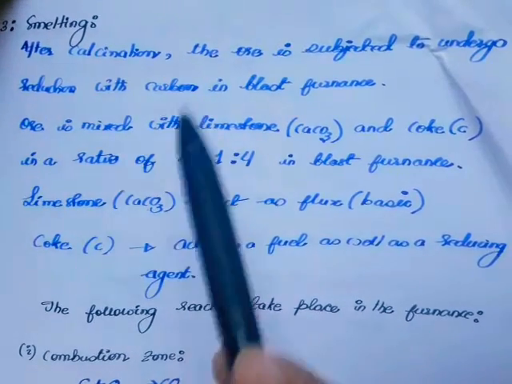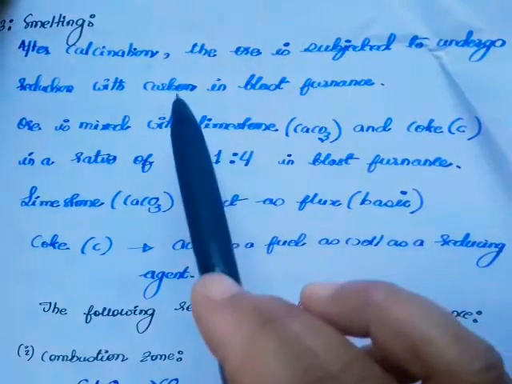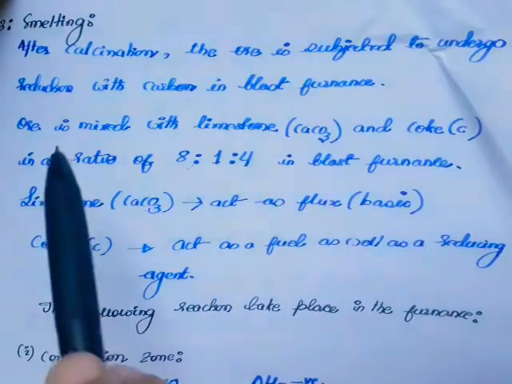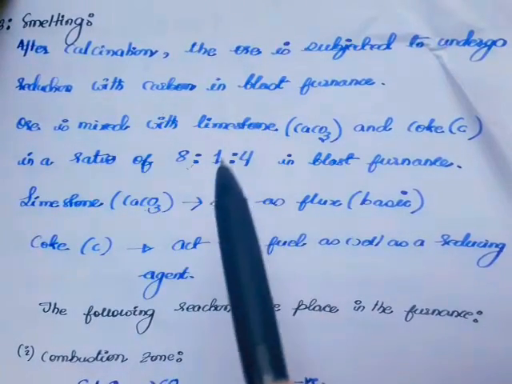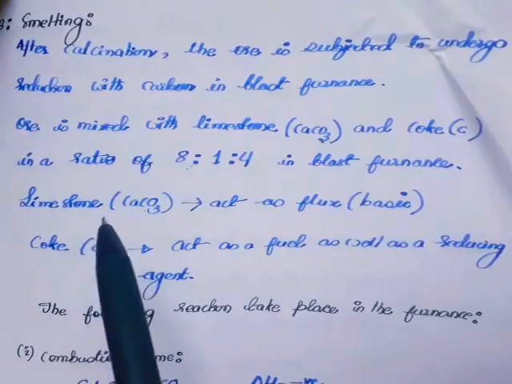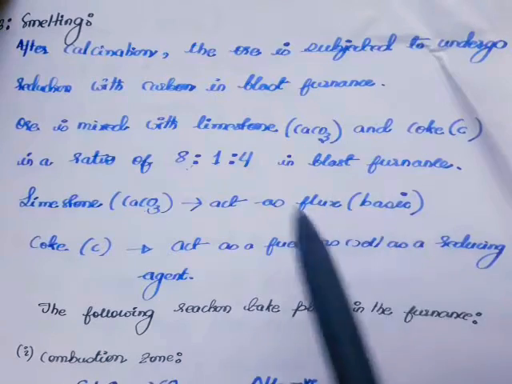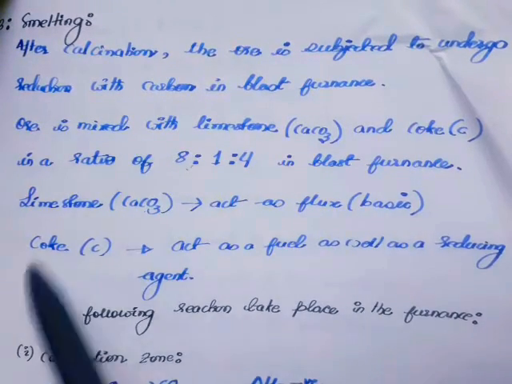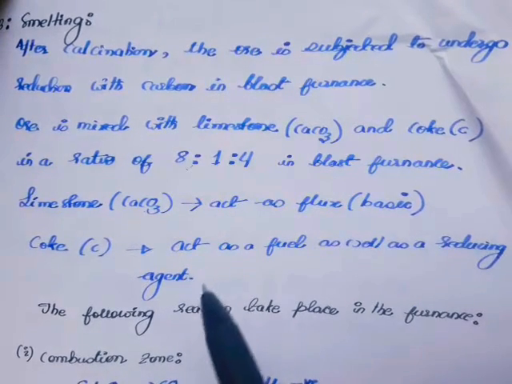Now after calcination, the ore is subjected to reduction with carbon in a blast furnace. In the blast furnace, ore is mixed with limestone and coke in the ratio 8:1:4. Now what is the role of limestone here? Limestone will act as a basic flux, which will remove gangue as slag, and coke will act as a fuel as well as a reducing agent.